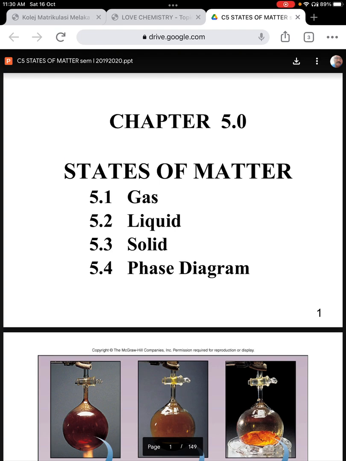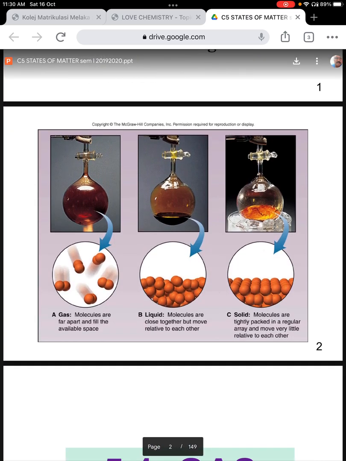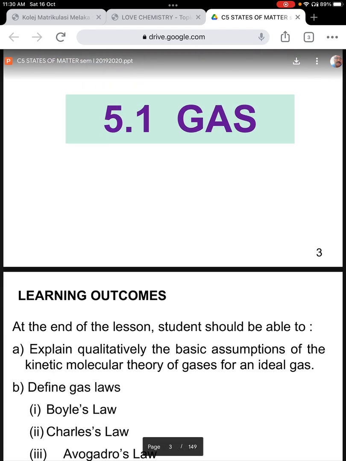Today we are going to start with a new chapter, Chapter 5 States of Matter, which consists of four subtopics: gas, liquid, solid, and phase diagram. As students know, matter has three basic phases: gas, liquid, and solid. Now we are going to look at the gas.